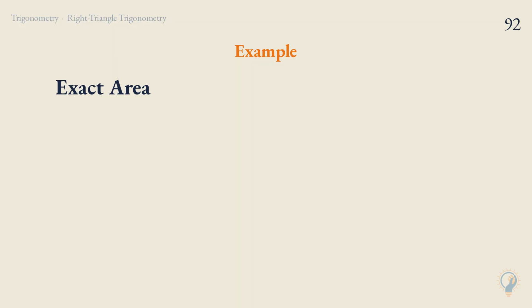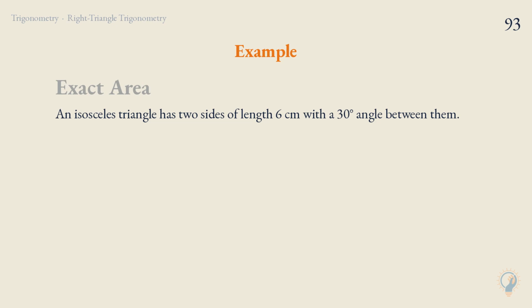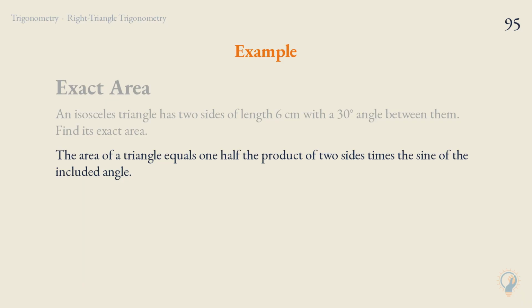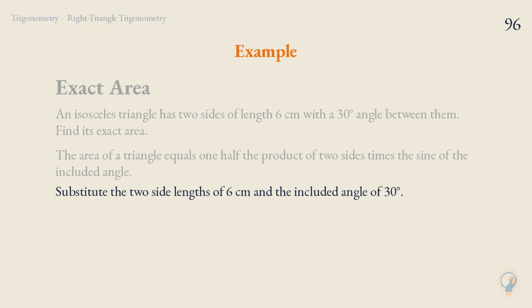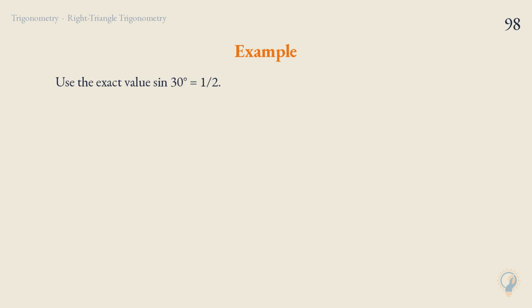Worked example, exact area. An isosceles triangle has two sides of length 6 centimeters with a 30-degree angle between them. Find its exact area. The area of a triangle equals 1/2 the product of two sides times the sine of the included angle. Substitute the two side lengths of 6 centimeters and the included angle of 30 degrees. Area equals 1/2 times 6 times 6 times sine of 30 degrees. Use the exact value. Sine of 30 degrees equals 1/2.